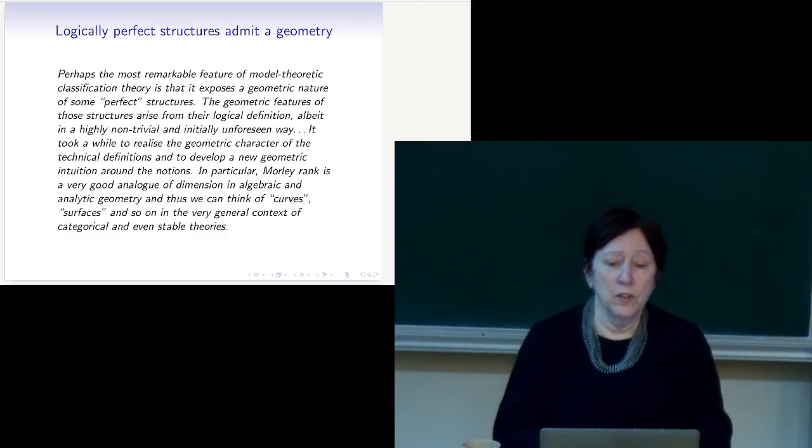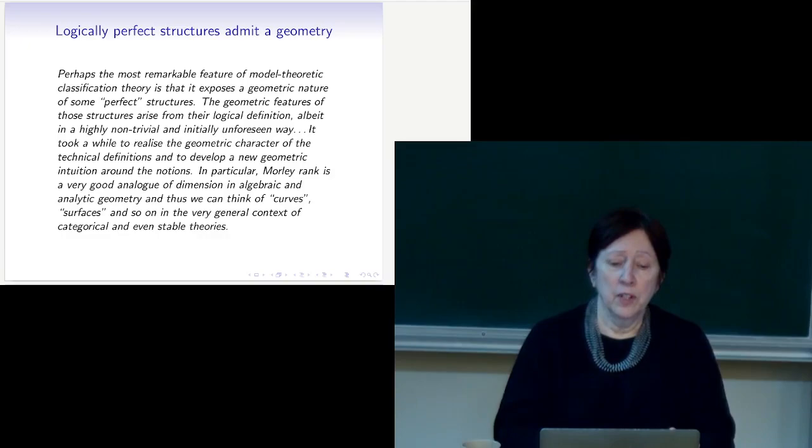Here in their paper on logical perfection, they say perhaps the most remarkable feature of model theoretic classification theory is that it exposes a geometric nature of some perfect structures. Those structures arise from their logical definition, albeit in a highly non-trivial and initially unforeseen way. Again, this is a key development in model theory: the moment when the discipline begins to transform its central concepts into geometrical concepts.